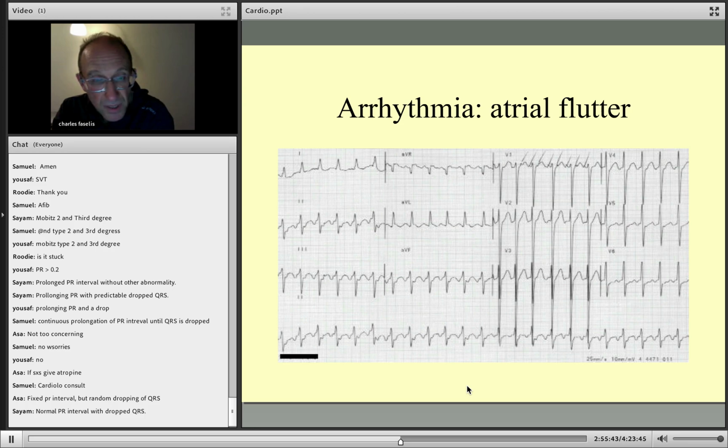All right, Sam says, get a cardio consult. You're absolutely right, because they are going to put the pacemaker in. Okay, now tell me about type 3.